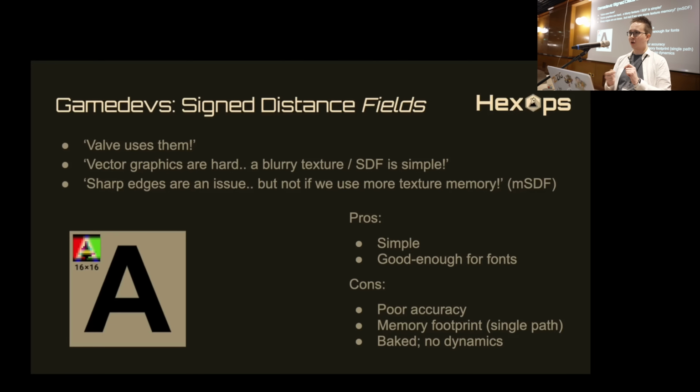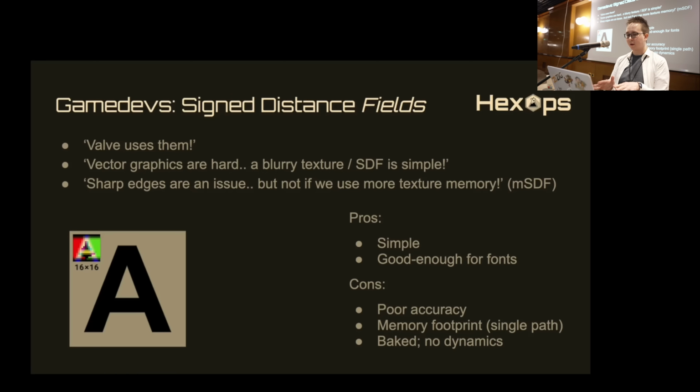If you want to have sharp edges, you have to introduce more memory. So you need more channels, and you end up with something like MSDF. This can also only represent a single shape, so you're not going to get multiple shapes in this. If you want multiple shapes, you might have to stack textures or something like that.